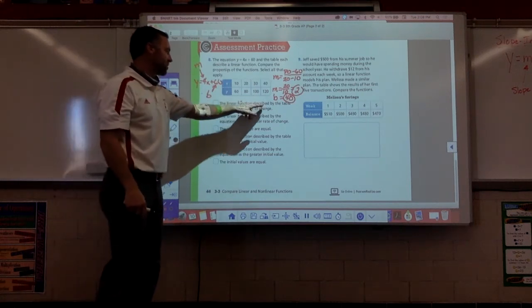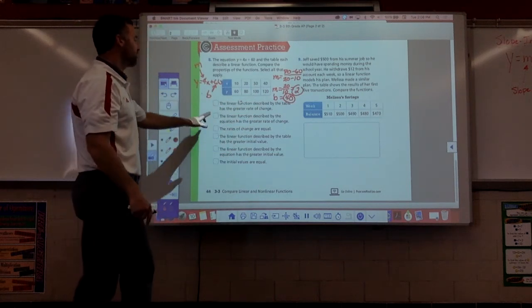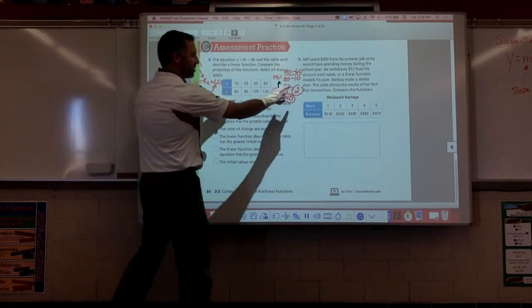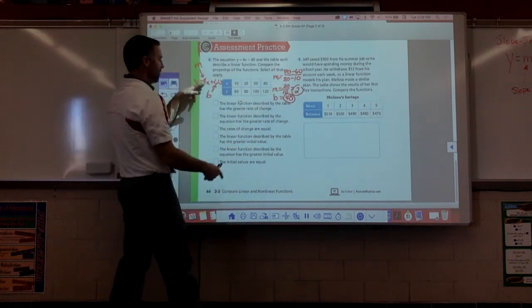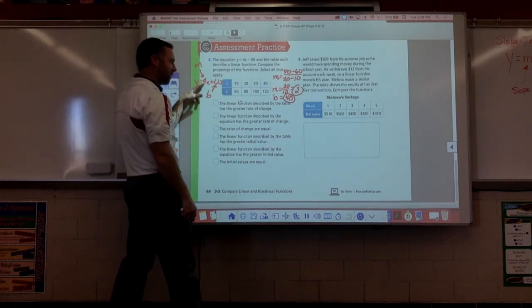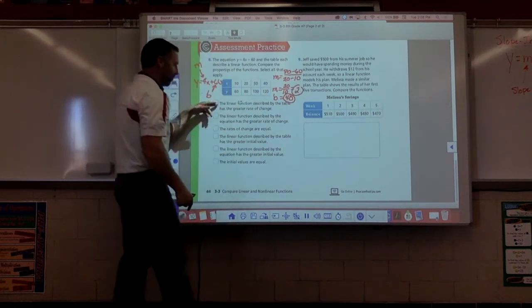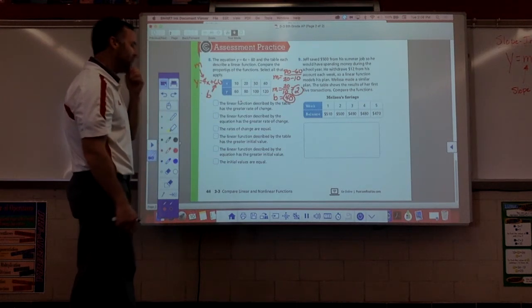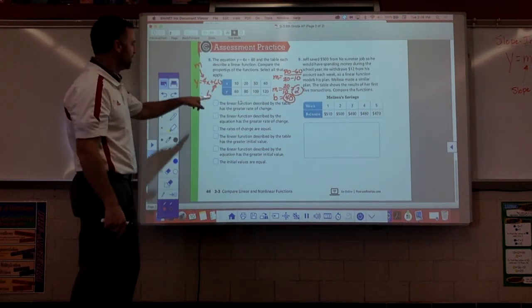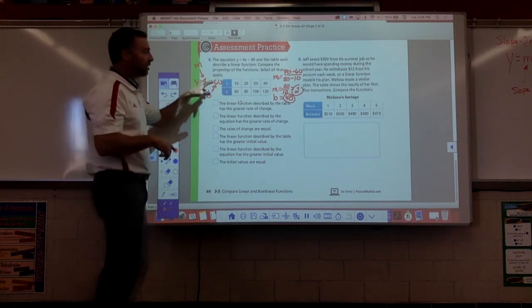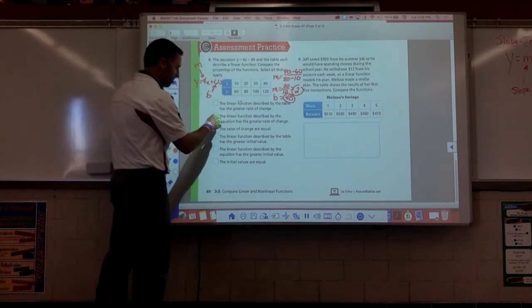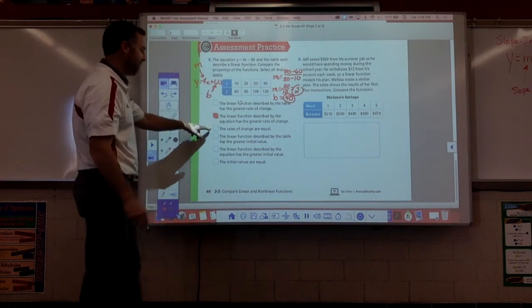All right, let's compare them. Does the linear function described by the table have the greater rate of change? Well, here's the table, 2. Here's the equation, 4. No, 2 is not bigger than 4. Not choosing that. The linear function described by the equation has the greater rate of change. Rate of change 4, rate of change 2. Yeah, 4 is greater than 2. Check box in that bad boy.